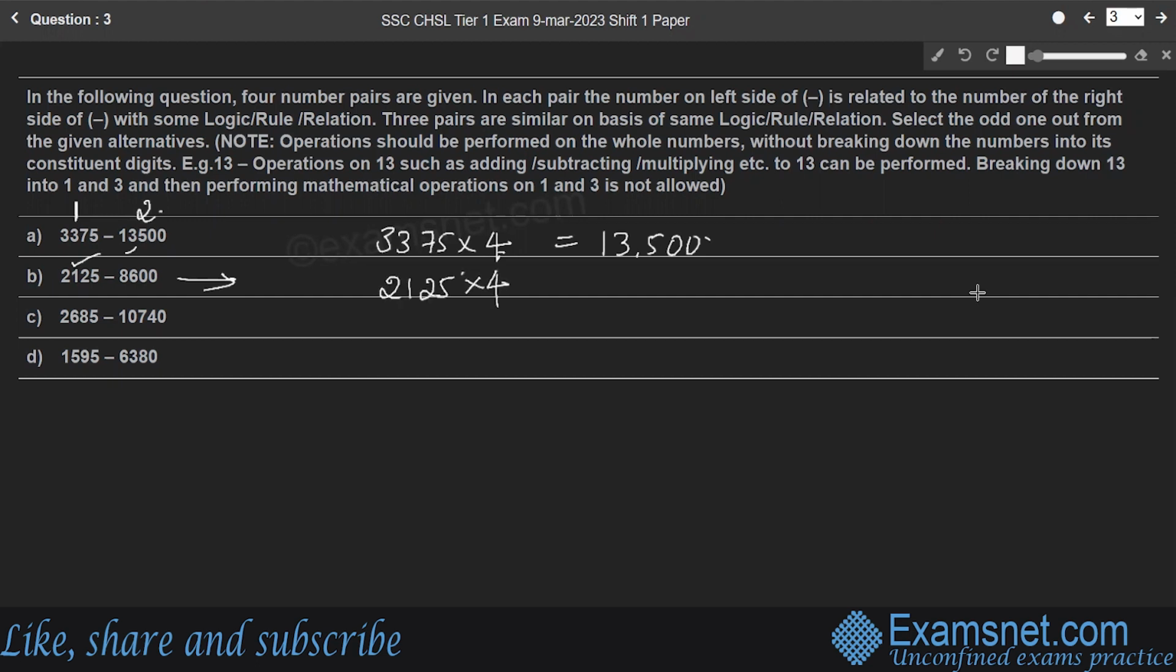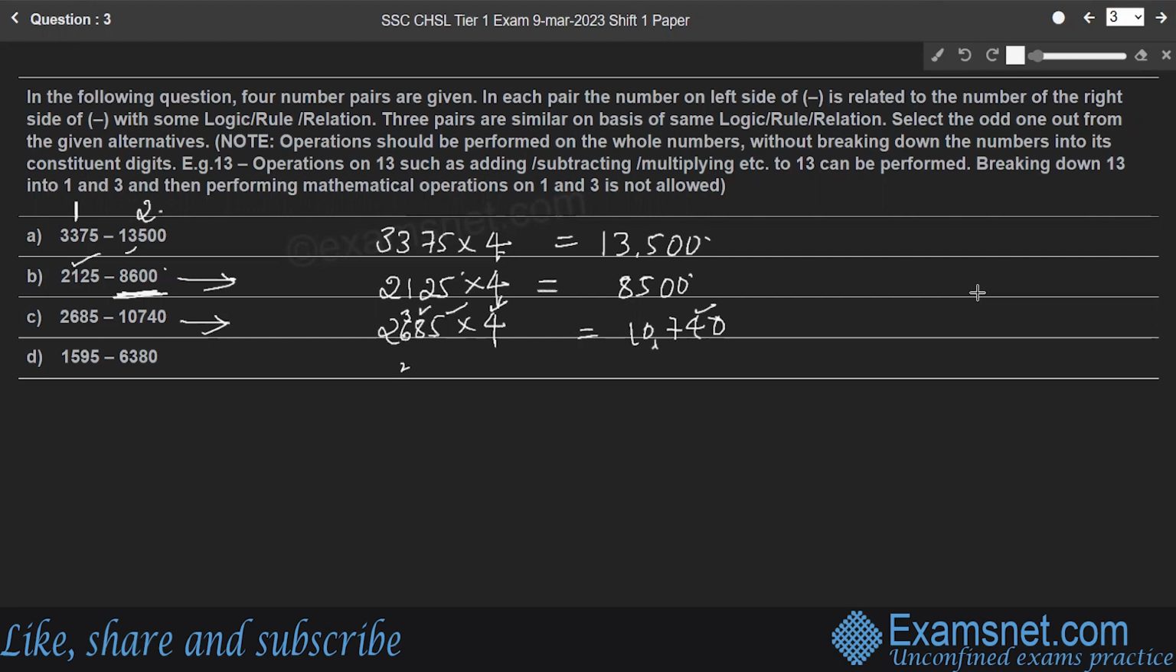25 into 4. When 4 is multiplied to the first number, you will get 8,500, which is not the second number here. Here the second number is 8,600, right? So consider the third pair. 2685 into 4 gives 10,740, right? So 5 into 4 is 20, and 8 into 4, 32 plus 2, 34. So 27, right? So it is 10,740.